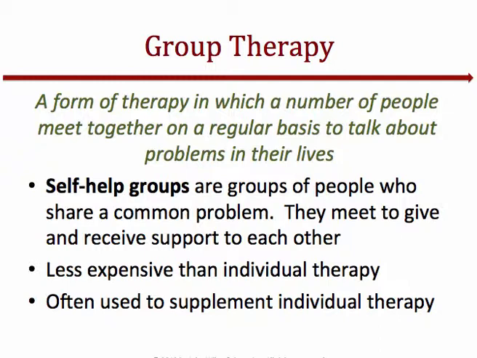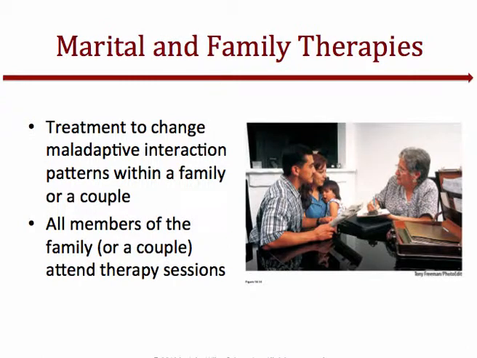Group therapy tends to be less expensive than individual therapy, and it can often be used as a supplement to individual therapy. In addition to group therapy, there are also marital and family therapies, which are used to try to change maladaptive interaction patterns within a family or a couple. Usually all members of the family or couple will attend the therapy sessions. They can engage in individual therapy as well, but it's just good to know that these types of therapies do exist.